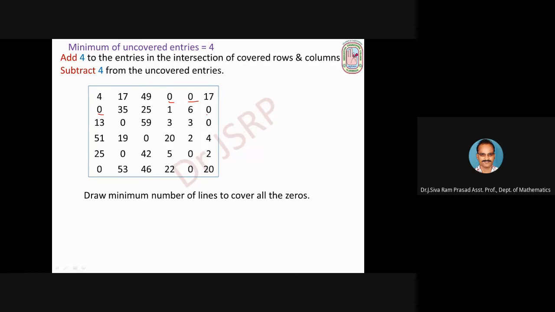Second row. Second row also contains more than 1 zero. Third row also contains more than 1 zero. And fourth row contains 1 zero. So row 4 contains only 1 zero. So circle that 0 and fix column. So cross off column 3.